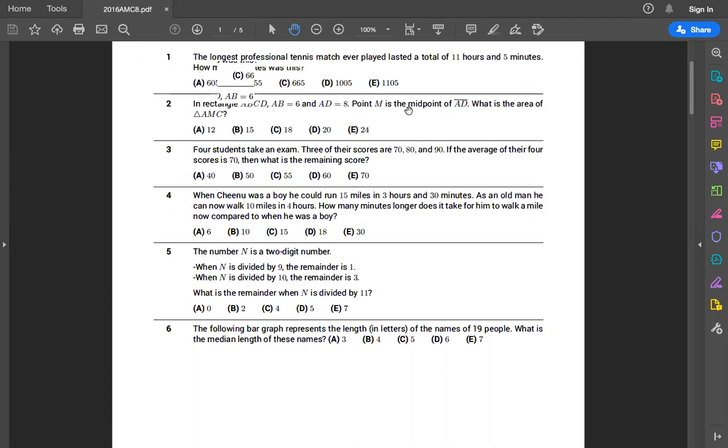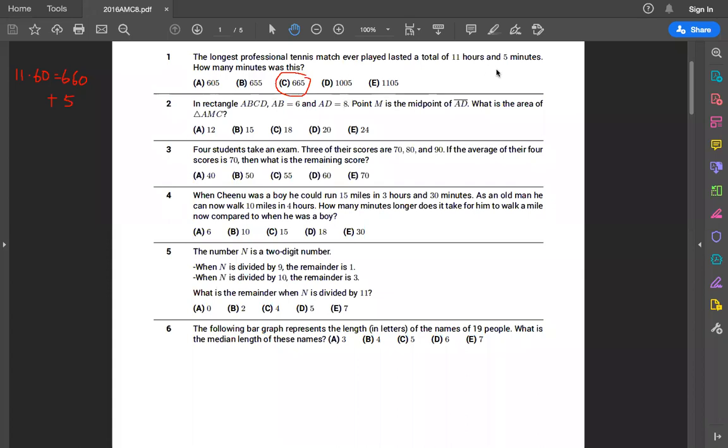So we're told that the longest professional tennis match ever lasted 11 hours and 5 minutes, and we want to know how many minutes this was. Since there are 60 minutes in an hour, we'll start with 11 times 60, and this would be 660. So that's going to be 660 minutes from the 11 hours. And then we add 5 for the leftover 5 minutes, and we get 665. Pretty straightforward question.